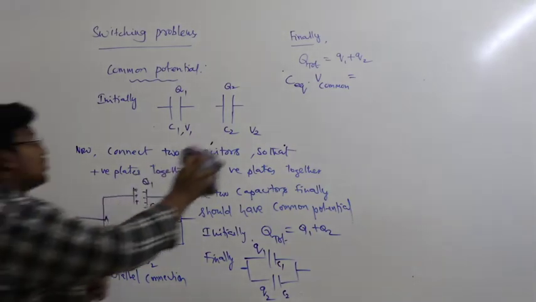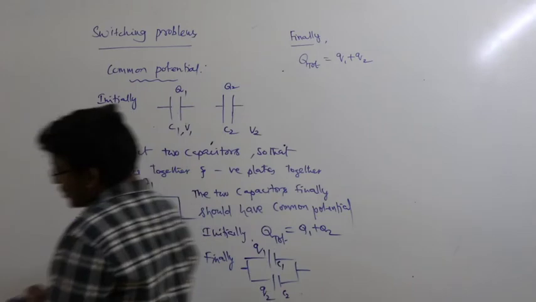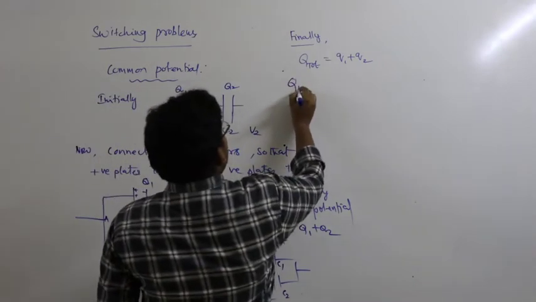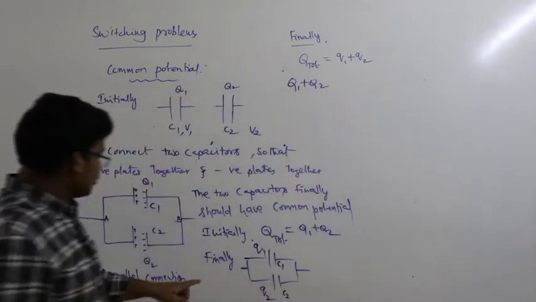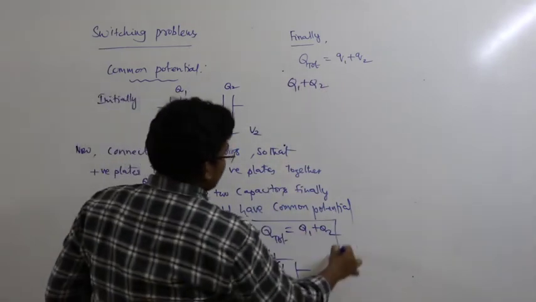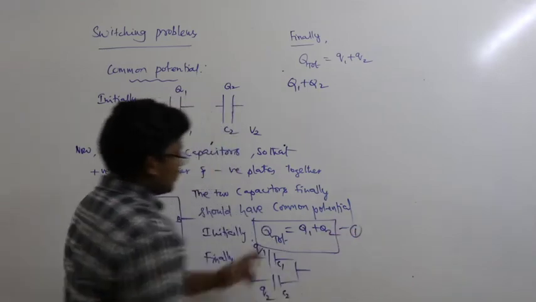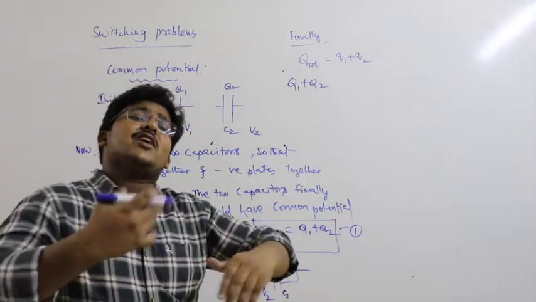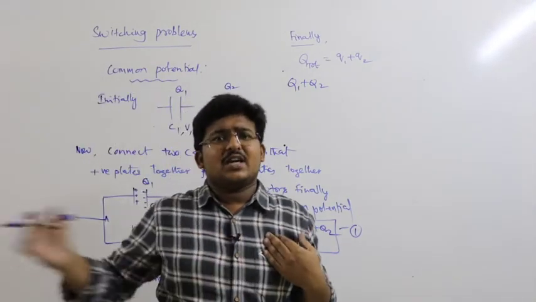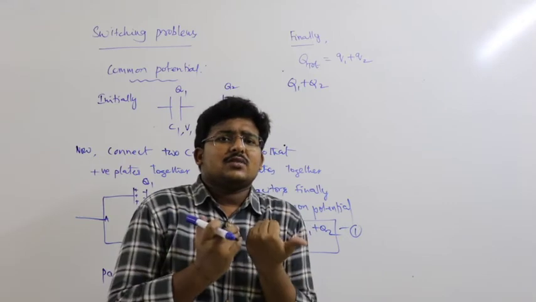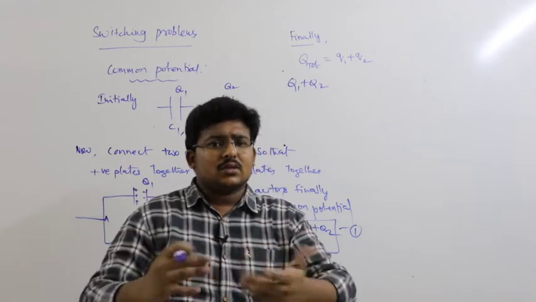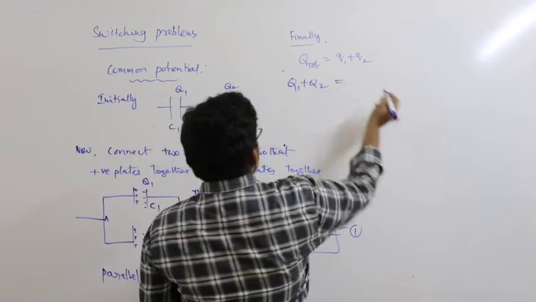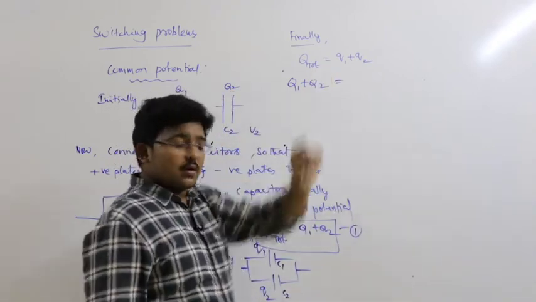I am writing Q total initially as Q1 plus Q2. Finally, the sum of the charges must be the same, but the individual charge values may be different. For example, initially I have 100 and my friend has 200. Finally my charge will be 150 and his charge will be 150. The charge distribution changed, but the total sum together is the same.